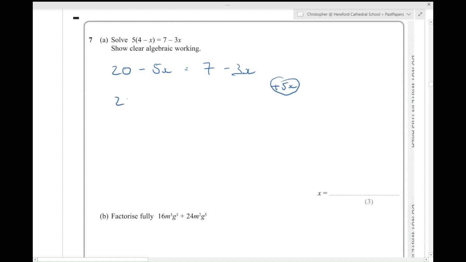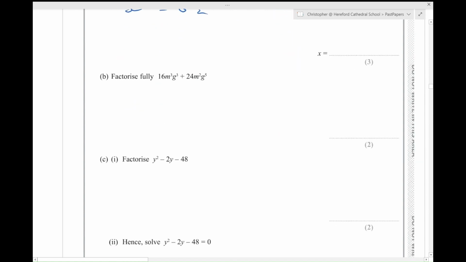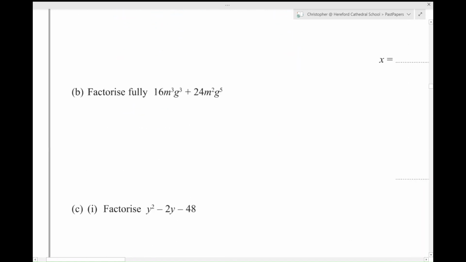That's going to give me 20 equals 7 plus 2x. Minus 7 from both sides gives me 13 equals 2x. Divide both sides by 2 gives me x equals 6.5. Part B, factorise fully. Well, I can take an 8 out.